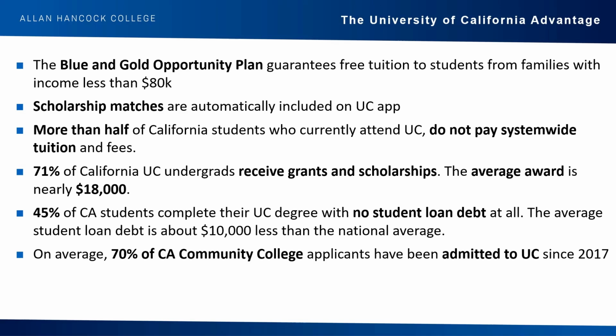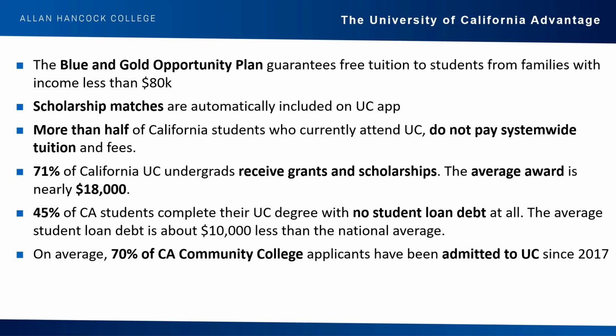More than half of the students in California who are currently attending UC do not have to pay system-wide tuition fees, and 71% of California UC undergrads receive grants and scholarships. So the vast majority of the students studying at a UC are receiving some form of financial aid, averaging nearly $18,000 a year in financial aid. Of course, some students receive a lot more than that as well.